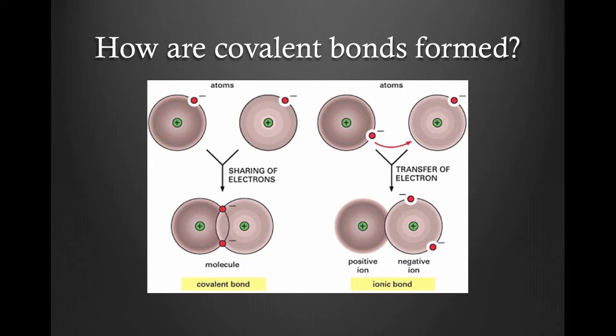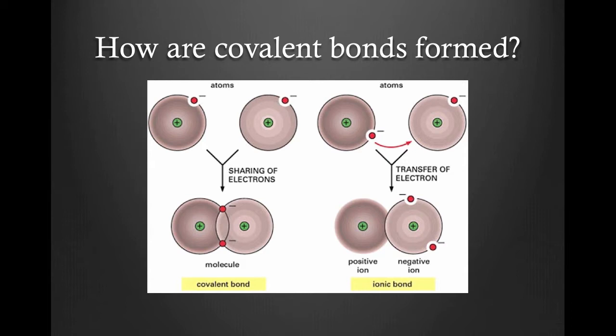Well, if I have two nonmetals which have similar electronegativities because they're on the right-hand side of the periodic table, there will be no transferring of electrons between those elements because they have equal electronegativities. However, we can see that they can share electrons, and through sharing electrons, they achieve an octet.